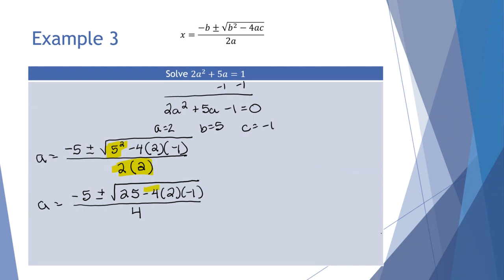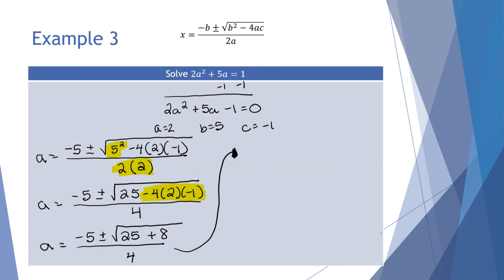Now the next step is to do this negative 4 times 2 times negative 1. So a equals negative 5 plus or minus square root of 25. Then negative 4 times 2 is negative 8. Negative 8 times negative 1 is a positive 8, so this is going to be plus 8 all over 4. Okay, I'm running out of room, so I have to move over.